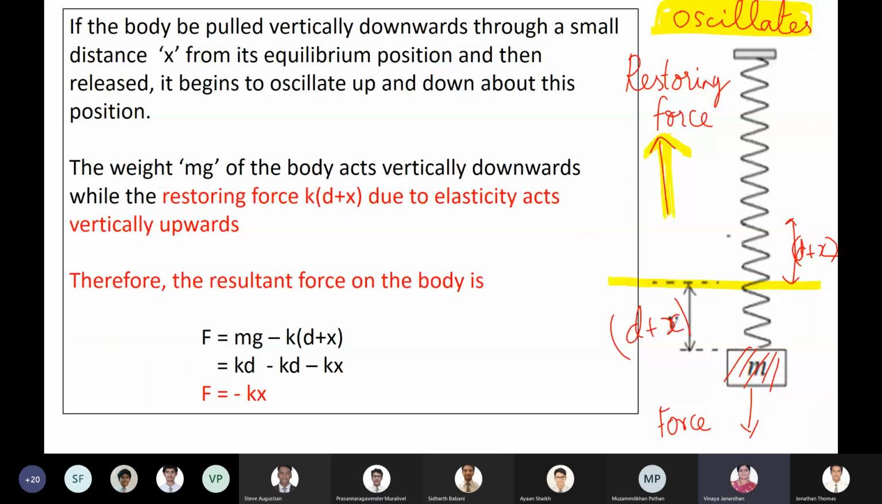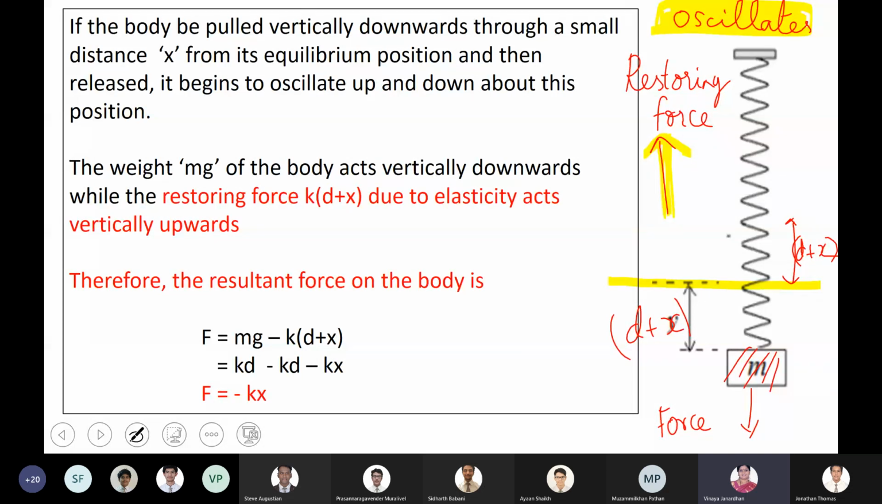The next case is where you make the spring oscillate. For that, you pull down the block, applying a force in the downward direction, so that your spring now undergoes an extension of d plus x. Are you clear, boys? You pull the block by applying a force so that your spring undergoes a total extension of d plus x. And now you leave the force.